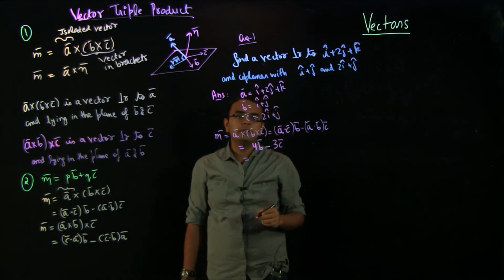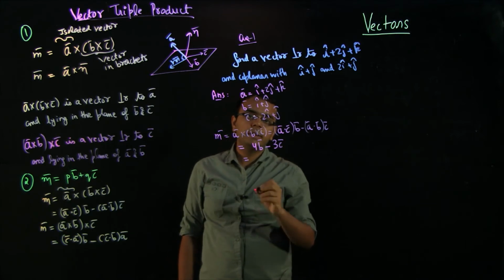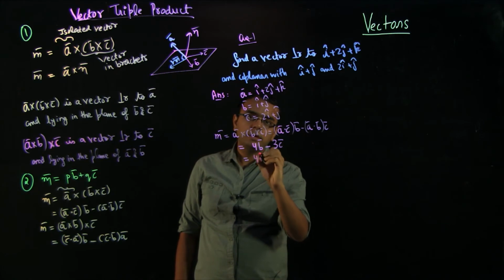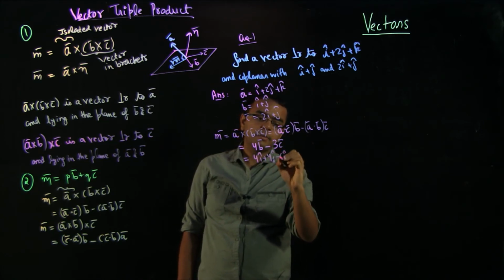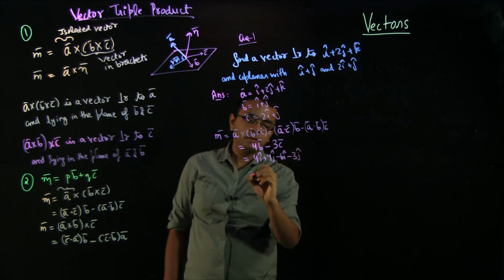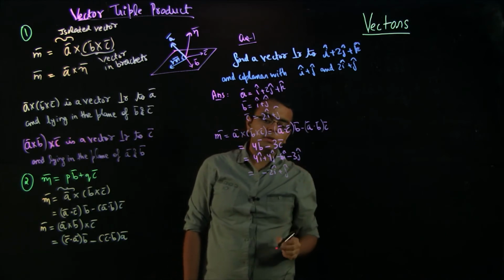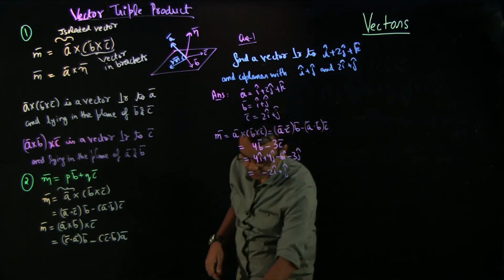So 4B minus 3C is 4i plus 4j minus 6i minus 3j, and this is minus 2i plus j. And if we dot this vector, let us check whether this vector is actually perpendicular.